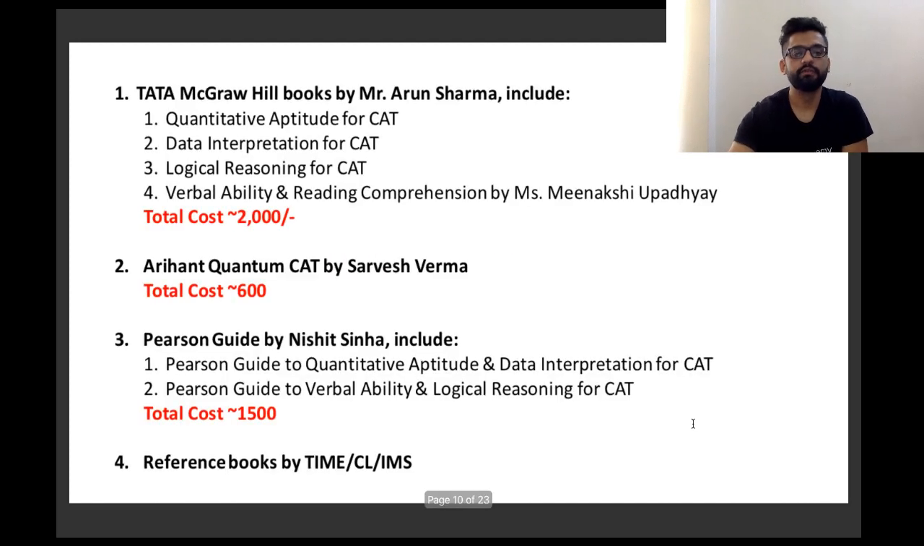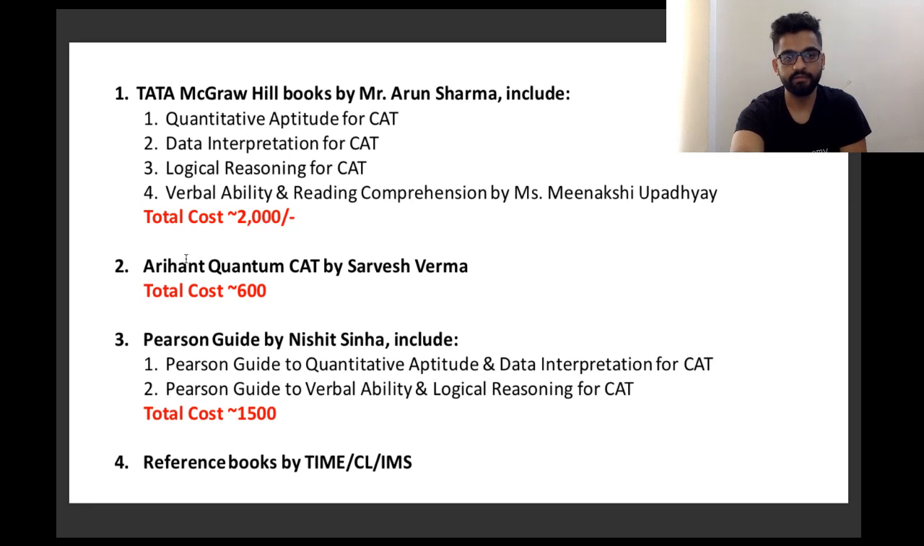Books to buy. Since you're starting your preparation, I would highly recommend that you buy TMH books, that is Tata McGraw-Hill books by Mr. Arun Sharma. These include all 4 sections, QA, DI, LR and VA and RC. Right, the total cost is going to be around 2,000 rupees.